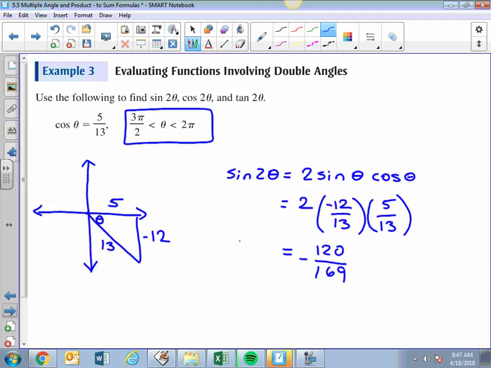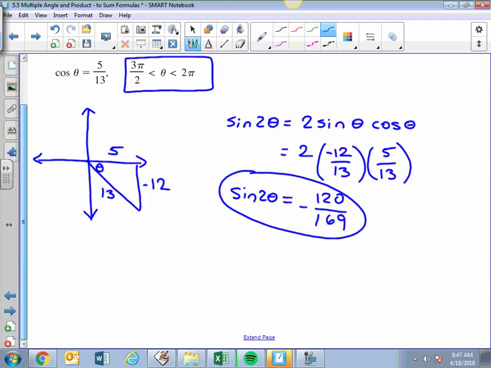Okay, so we have sine 2 theta, and there would be your answer. Okay, next. So here we have cosine 2 theta. All right.